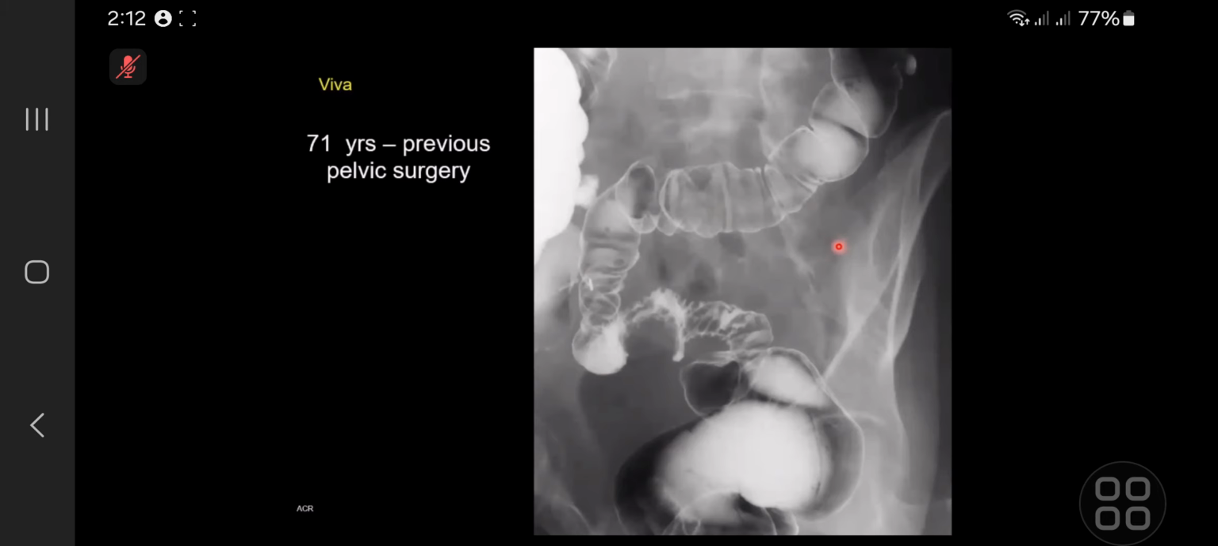This is a double contrast barium enema. I can spot that there is extrinsic compression of the sigmoid colon with mural irregularities. I could see surgical clips. There is narrowing of the colon as well. So I think that might be, if this is a female, I would think of endometriosis as the cause of surgery.